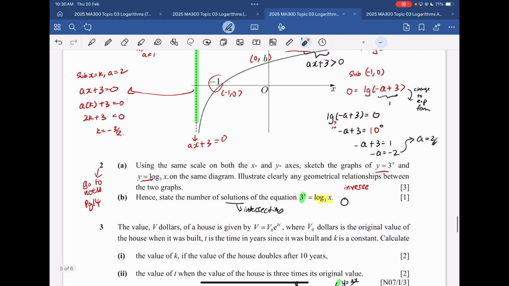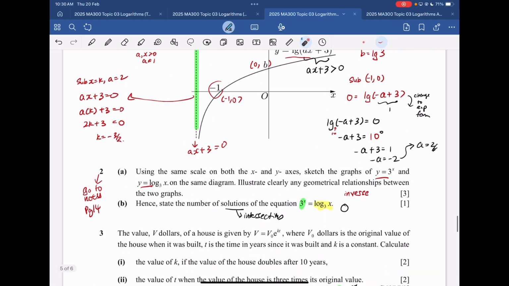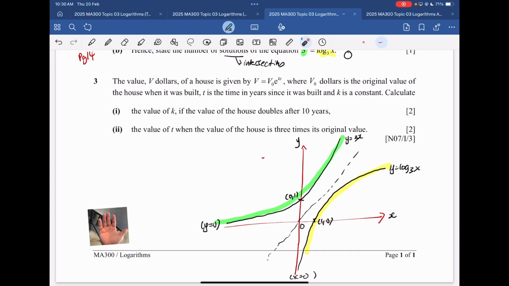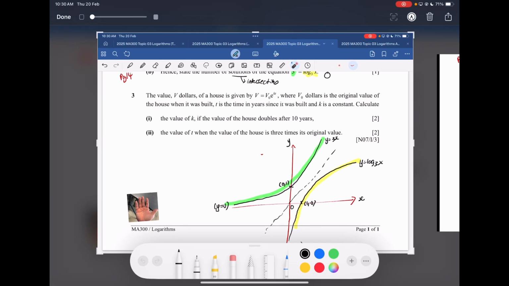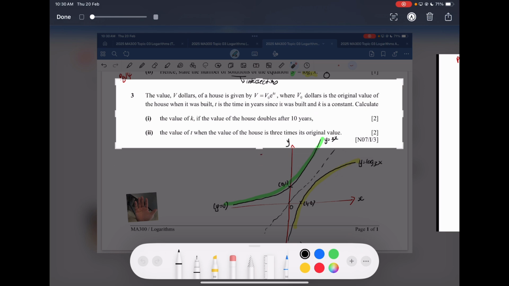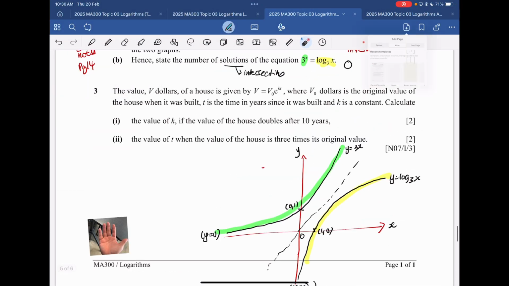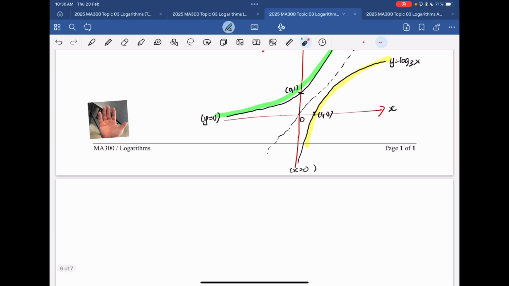The value of B is log 3. Okay, so I go to question 3. Sorry to keep Ophelia waiting. Question 3: the value of the house doubles. What does it mean by doubles? Yes, it becomes 2 times.